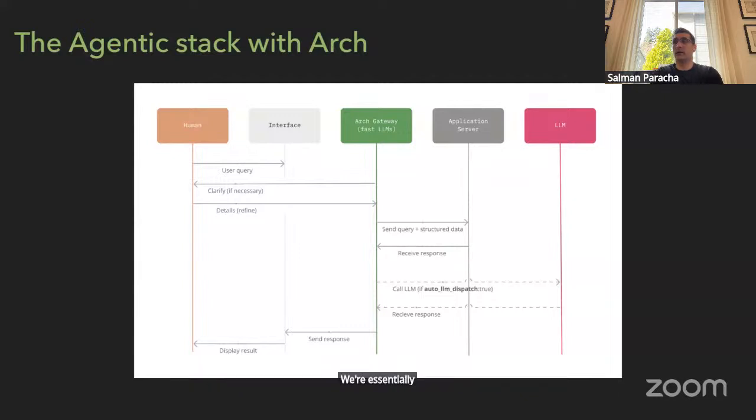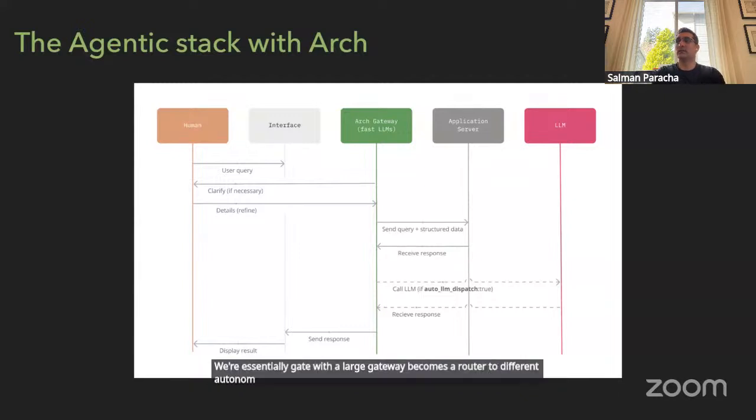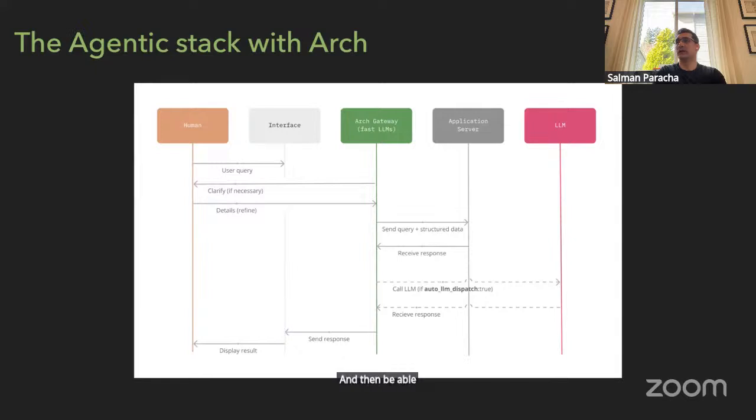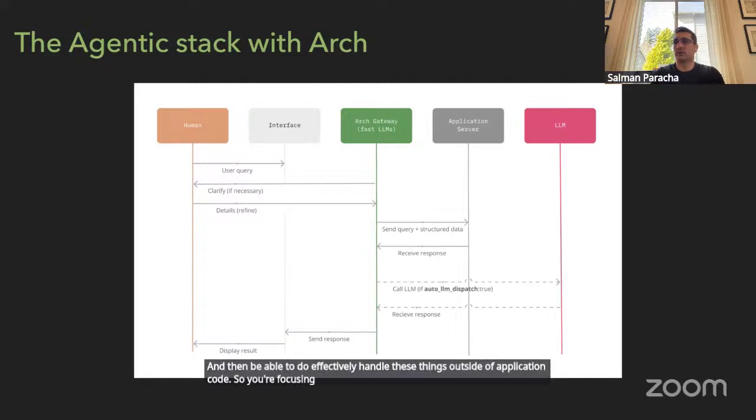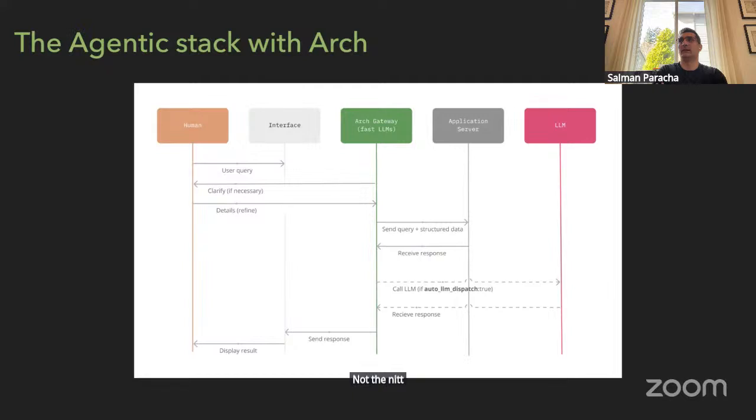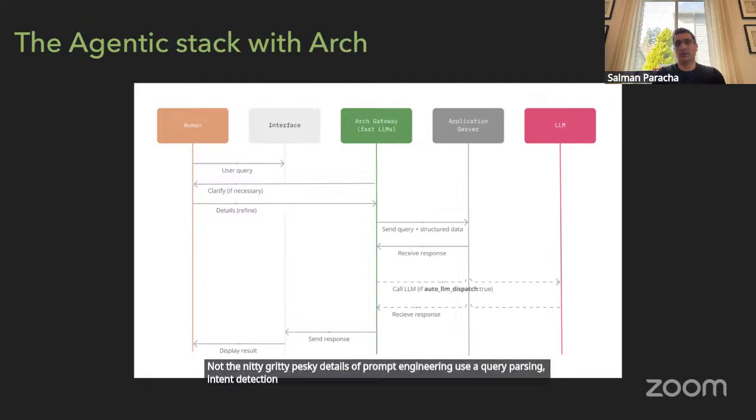The more future work that we're doing at the moment is supporting full autonomous scenarios, where essentially the Arch Gateway becomes a router to different autonomous agents, does quick task clarification questions before it presents to the agent the full query. Just think of it as a companion to a professor, like a TA to a professor in that scenario, and then be able to effectively handle these things outside of application code. So you're focusing on more high-level objectives, not the nitty-gritty, pesky details of prompt engineering, user query parsing, intent detection, routing, etc. So that's essentially it for today.